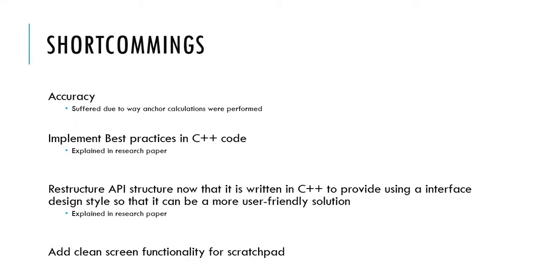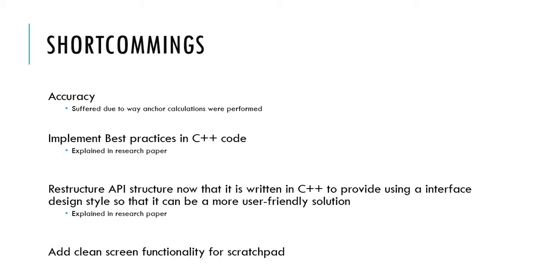Another shortcoming includes the restructuring of the API that was written in C++. It should be rewritten in a way that provides a better design style, such as an interface, so that it is a more user-friendly solution for developers to create gestures and be able to interact more with the API. Also explained in the research paper.